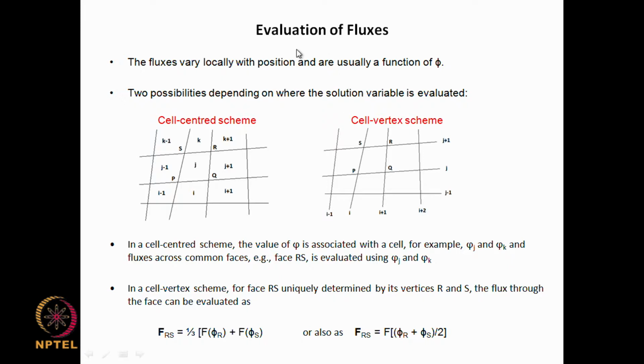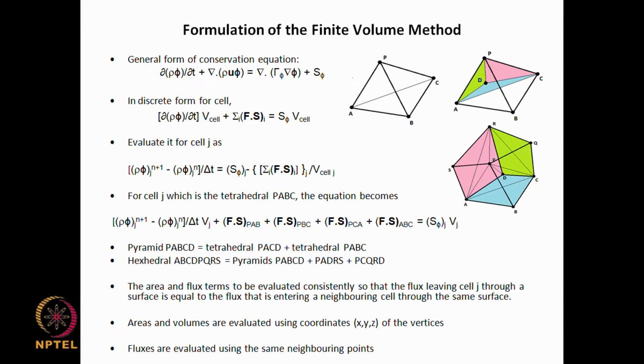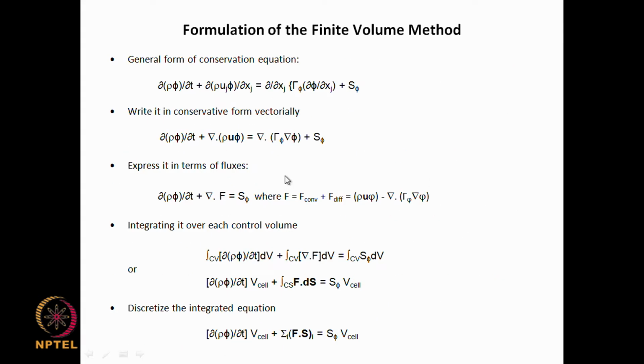Now, flux is F dot S. We have seen how the surface area vector can be evaluated from the coordinate positions of the vertices. Now, how can we evaluate the fluxes? Fluxes vary locally with position, and they are usually a function of phi. For example, you have the advective flux, which is rho u phi, and the diffusive flux, which is a function of the gradient of phi.